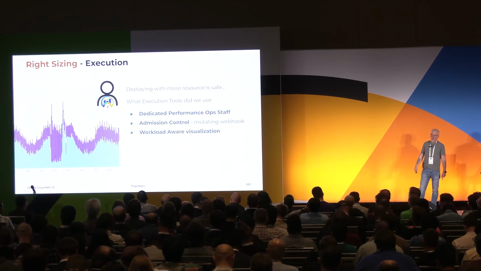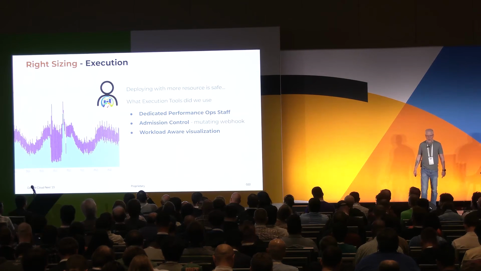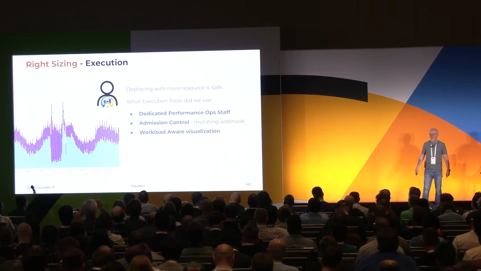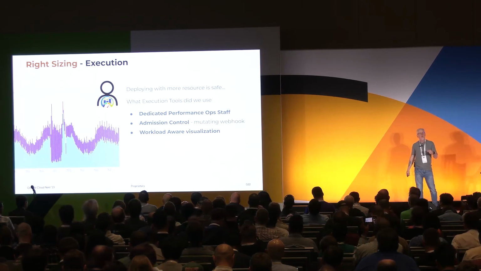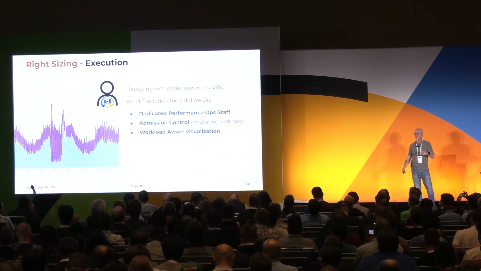All right, so execution of that right-sizing. Here are some of the actual tools we leveraged. The first piece was a dedicated performance operations staff. Our embedded DevOps team was created to focus on things like performance and consumption. So how performant is my application? And how do I consider how efficient my application is? Those teams help focus with our SRE teams to get those applications fast-tracked into a right-sizing process.